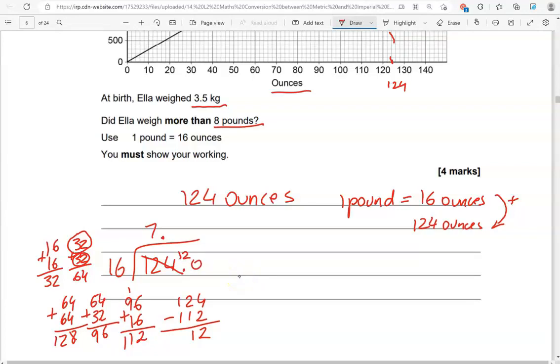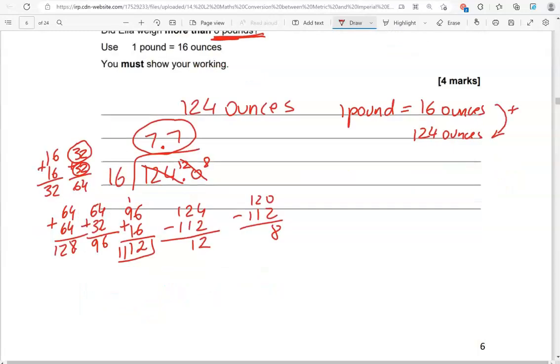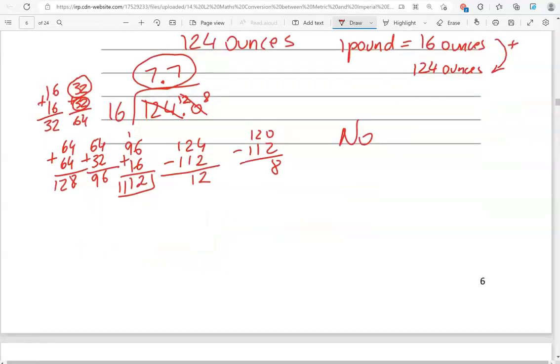So now how many lots of 16 fit into 120? And we have the answer already. So it's 7 lots of 16, which is 112. So 120 take away 112 gives us 8. So we can continue with this. However, we've got 7.7 here, which is less than 8 pounds. So it's more than enough to answer the question. So did Ella weigh more than 8 pounds? We're going to say no. And we've shown the working out.